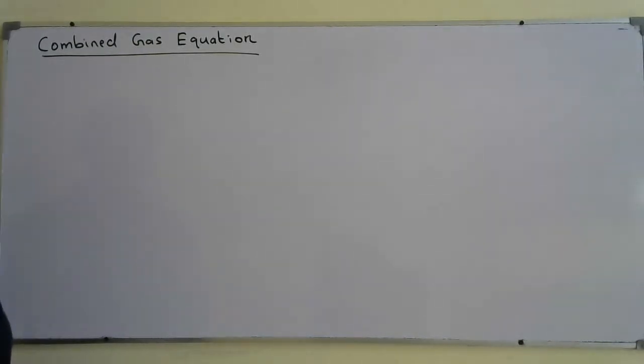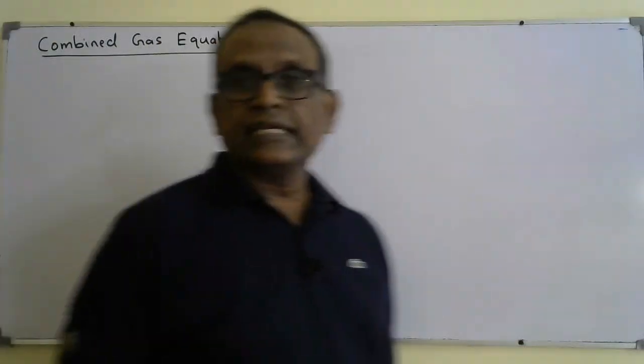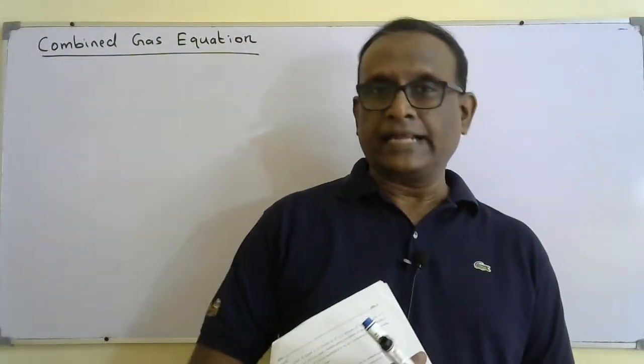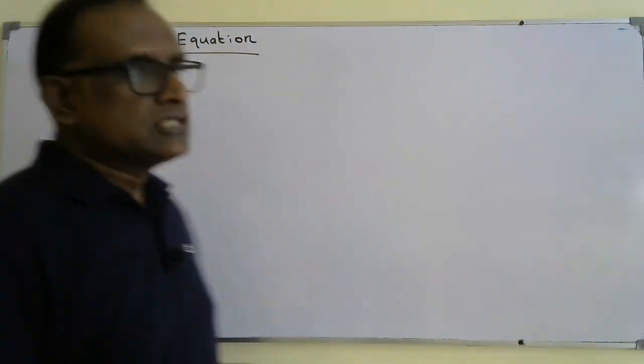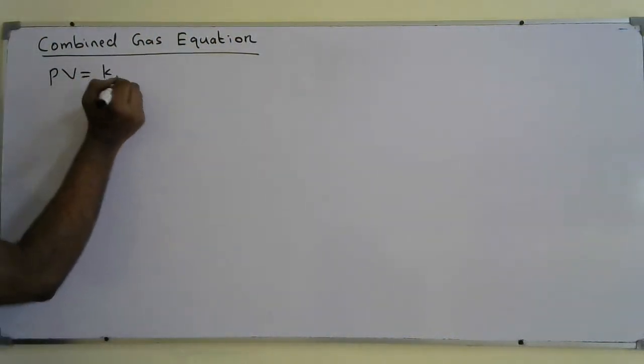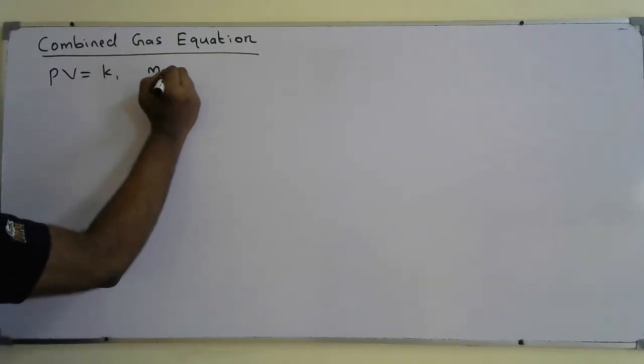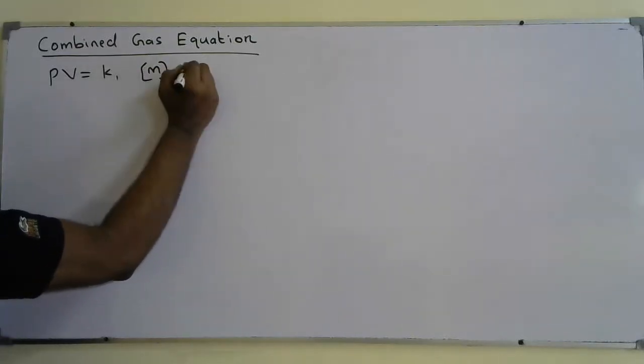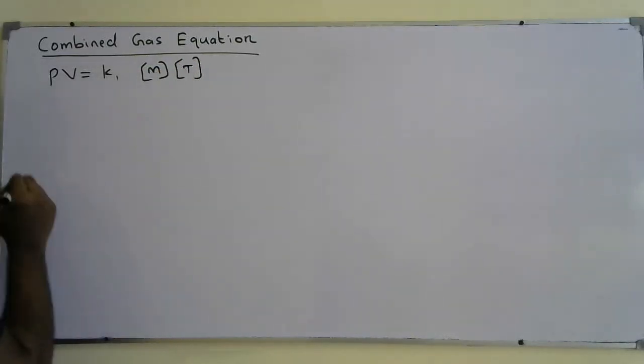Okay, so combined gas equation. We'll combine all these three gas laws: Boyle's law, pressure law, and Charles's law. So according to Boyle's law, PV equals a constant. We'll let it be K1. There the mass and temperature should remain constant.